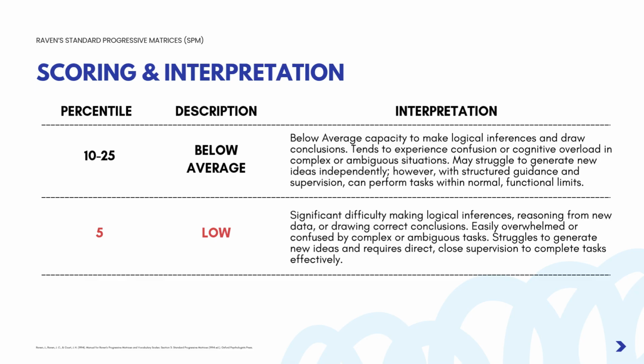Moving down the scale, scores between the 10th and 25th percentile fall in the below average range. You might occasionally feel overwhelmed or confused when tasks get too complicated or chaotic. However, with clear, structured guidance, you can absolutely perform within normal, functional limits. A score in the 5th percentile is interpreted as low. This indicates that you experience significant difficulty drawing logical conclusions from new data and can easily face cognitive overload. If you are here, you will benefit greatly from close, direct support and structured environments to complete complex tasks efficiently.